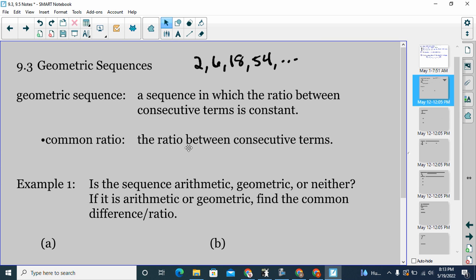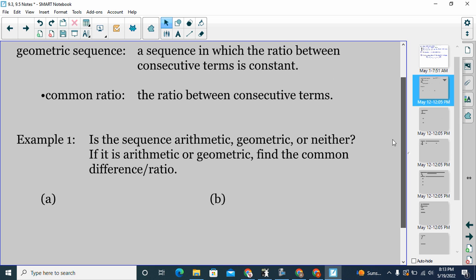Example 1 asks us, is each of the following sequences arithmetic, geometric, or neither one? If it's arithmetic or geometric, we are asked to find the common ratio. Part A, we have 6, negative 24, 96, negative 384. In an arithmetic sequence, we're adding or subtracting the same thing over and over again. Because this goes down and then back up, it cannot be arithmetic.